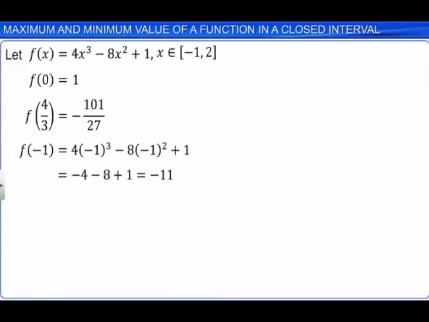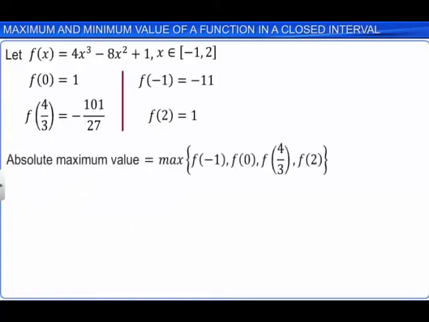The absolute maximum value is the maximum of all the values of the function at these critical points as well as at the endpoints. Thus we conclude that the absolute maximum value of f on the closed interval minus 1, 2 is 1, occurring at x is equal to 0 and x is equal to 2.